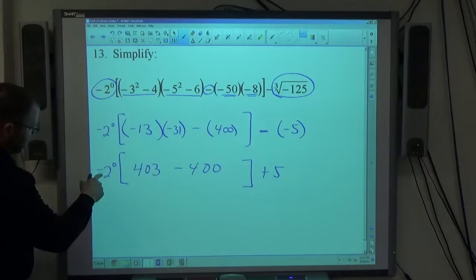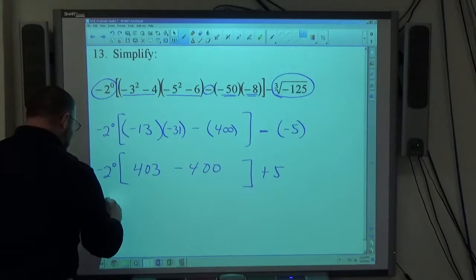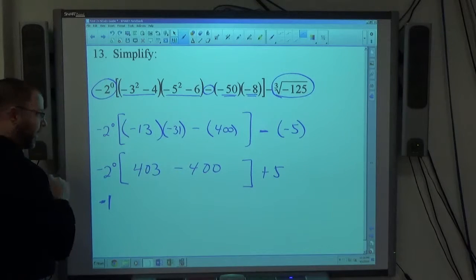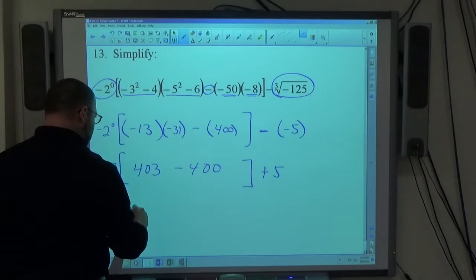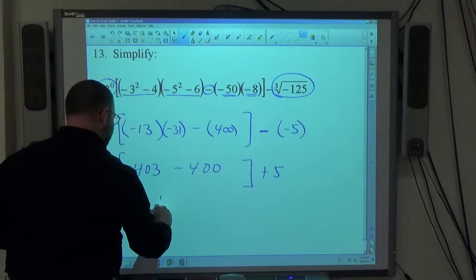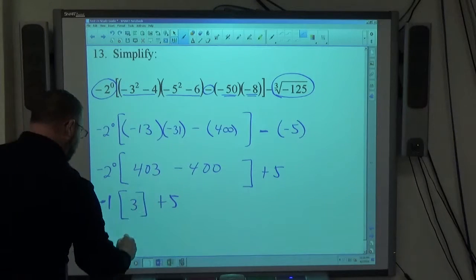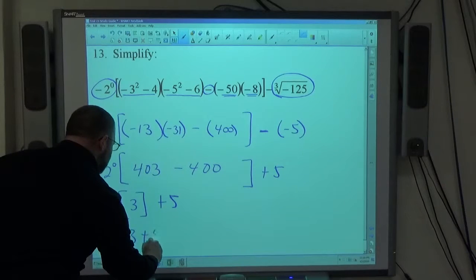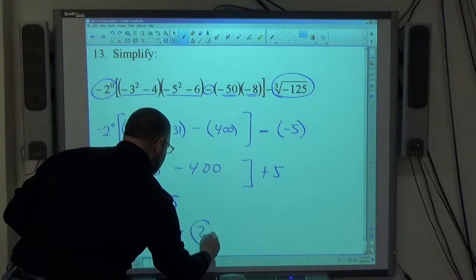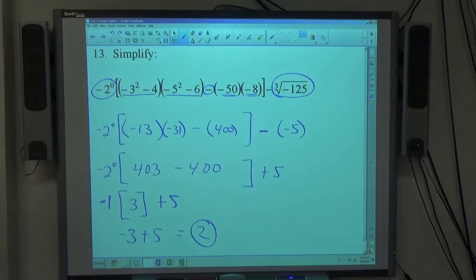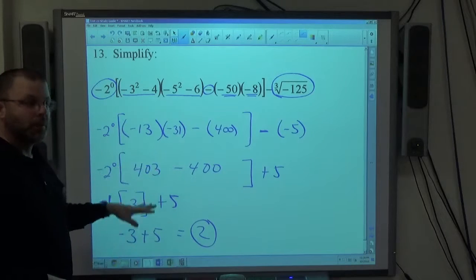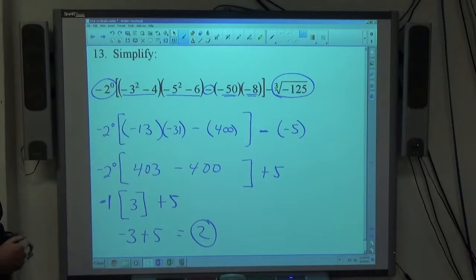At this point, my negative 2 to the 0 is negative 1. Again, the 2 is to the 0 power, the minus sign isn't. 403 minus 400 equals 3. So that gets me to negative 1 times 3 plus 5, negative 3 plus 5, which equals positive 2. Okay, it's all about the order of operations there. Don't go outside the order of operations. Make sure you go in the correct order. A lot of big numbers happen in it, but small answer. I would expect similar results on the test.